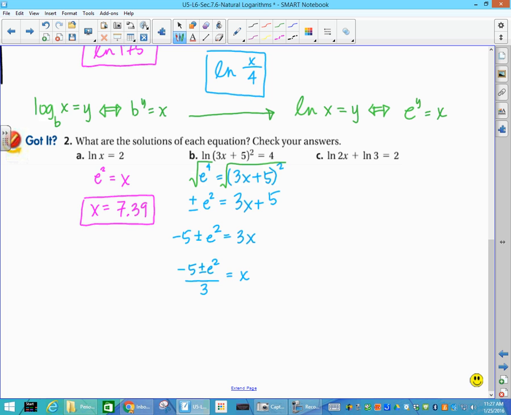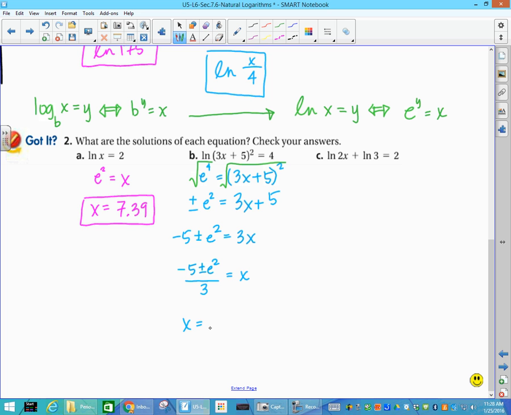Again, please pause and make sure you know how to put this in your calculator. Okay? You can't put a plus or minus in there at the same time, so you're going to put negative 5 plus e squared divided by 3, and then go back and edit that and make it minus.